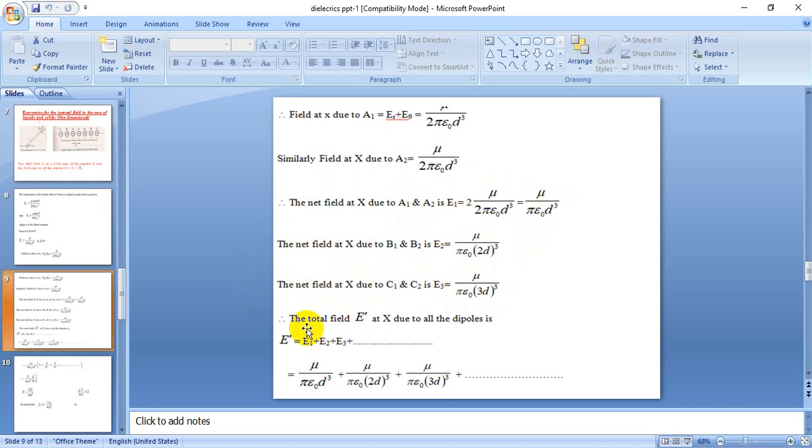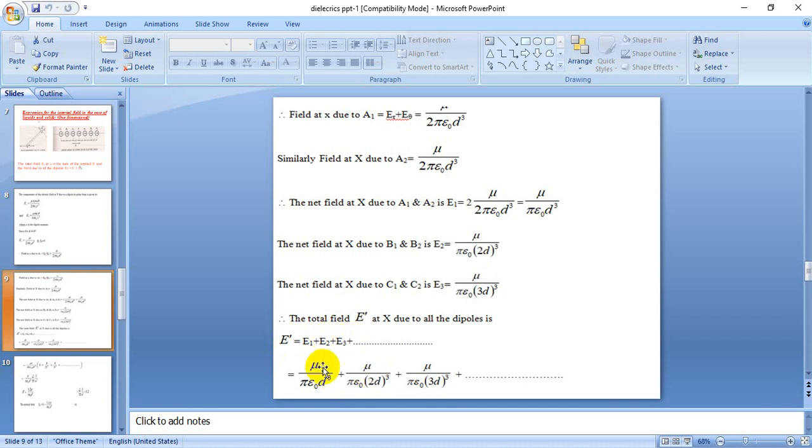Now we need to find the total field. That is our aim: to calculate E prime. Now we found the field due to all the dipoles: mu divided by pi epsilon naught d cube, mu divided by pi epsilon naught 2d cube, and 3d cube. So write all these things. That is the field due to all the dipoles. That is E prime alone I am writing. So E prime is equal to E1 plus E2 plus E3 and so on.